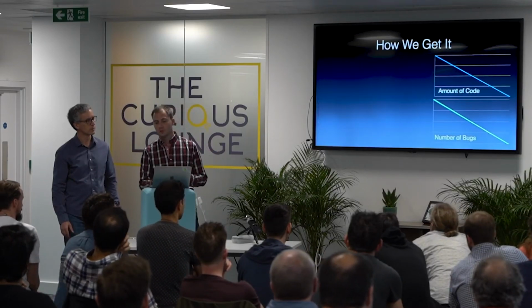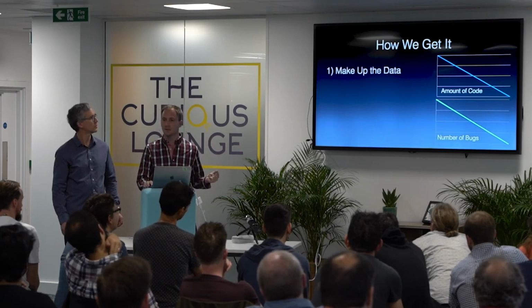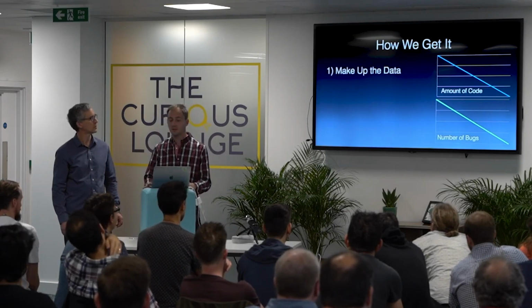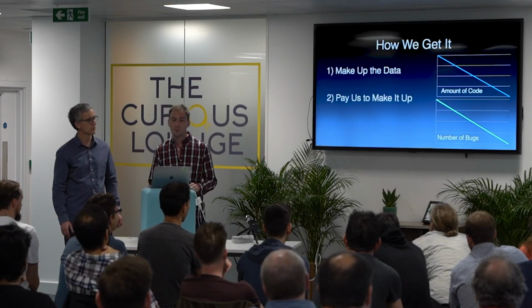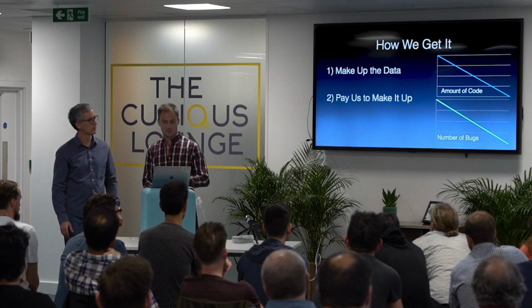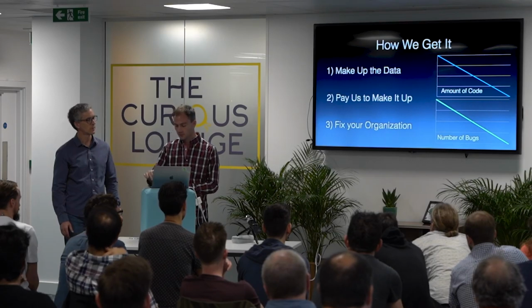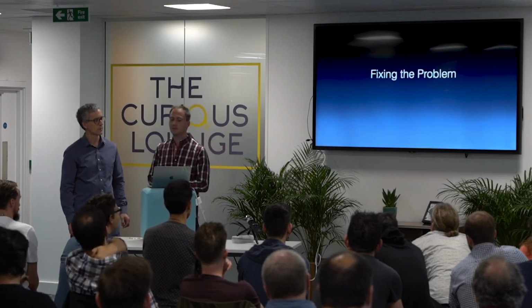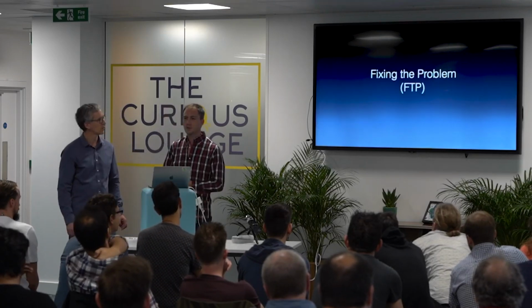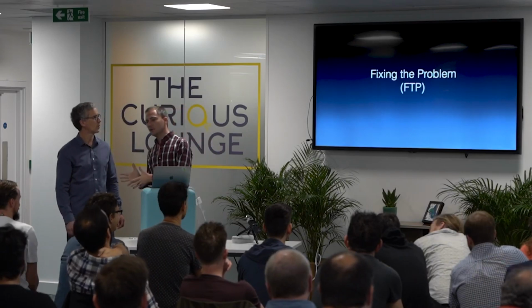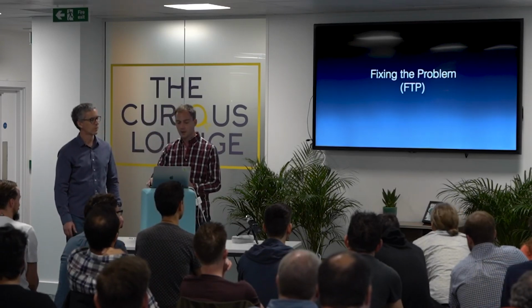So what can we do about it? Here's what we want. Remember, we saw that chart before. There are three potential solutions. The first one, we can make up the data. This is what we've done successfully many times. Works really well. You can also pay us to make up the data for you. You should really do that. Or you could fix your organization. And we're going to focus on the last one. We call that fixing the problem, or FTP. Chet didn't really like the acronym, so he came up with a better one, HERO.